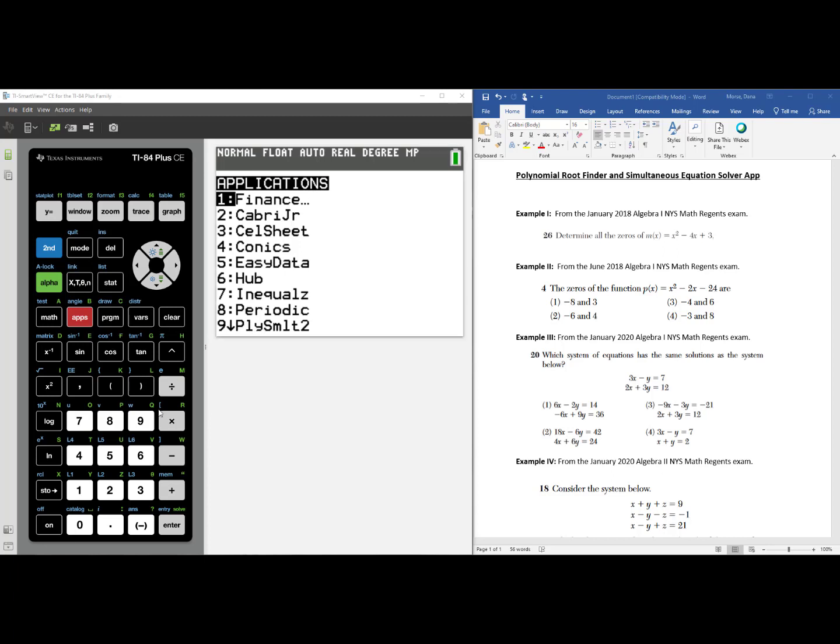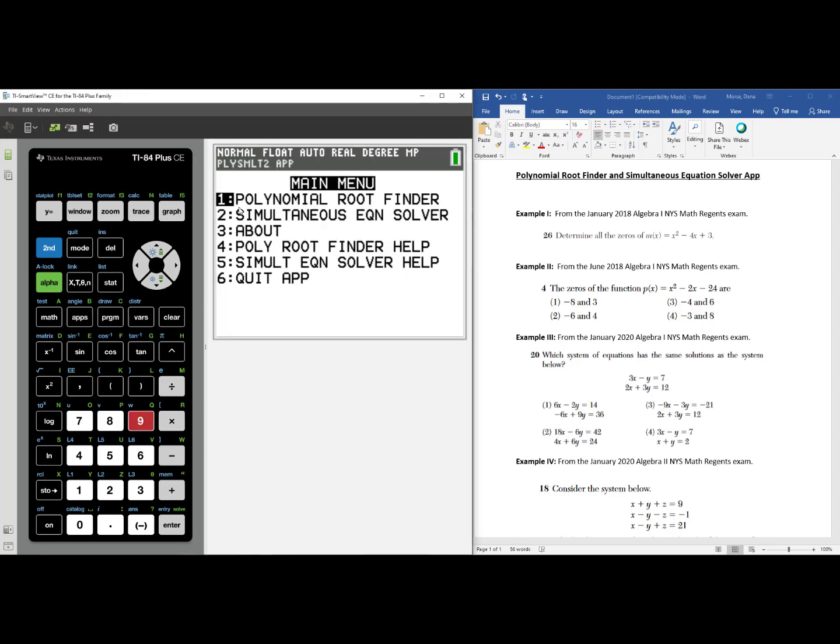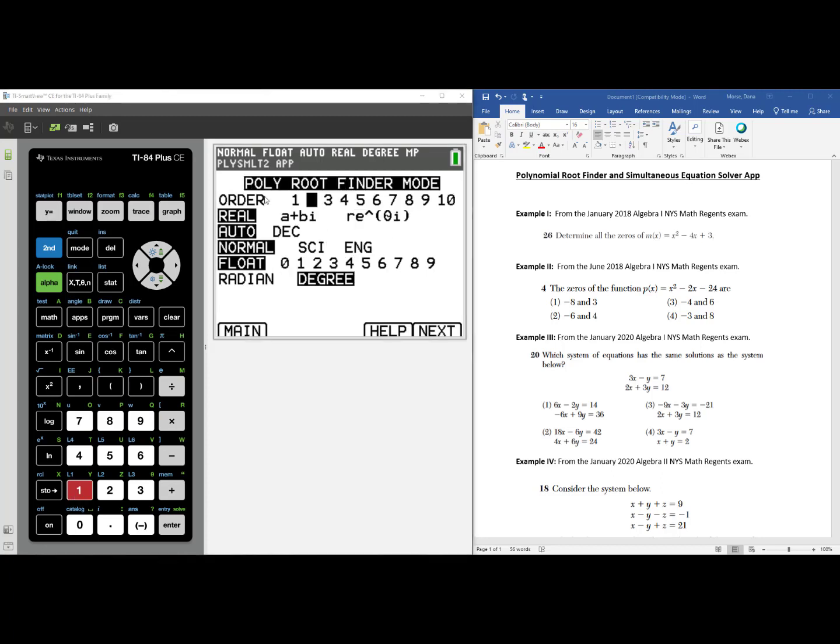I will select the app, and I see in the main menu, number one, Polynomial Root Finder. I will select number one, Polynomial Root Finder. At the top, it reads Poly Root Finder Mode. You can set up the mode setting for your root finder.